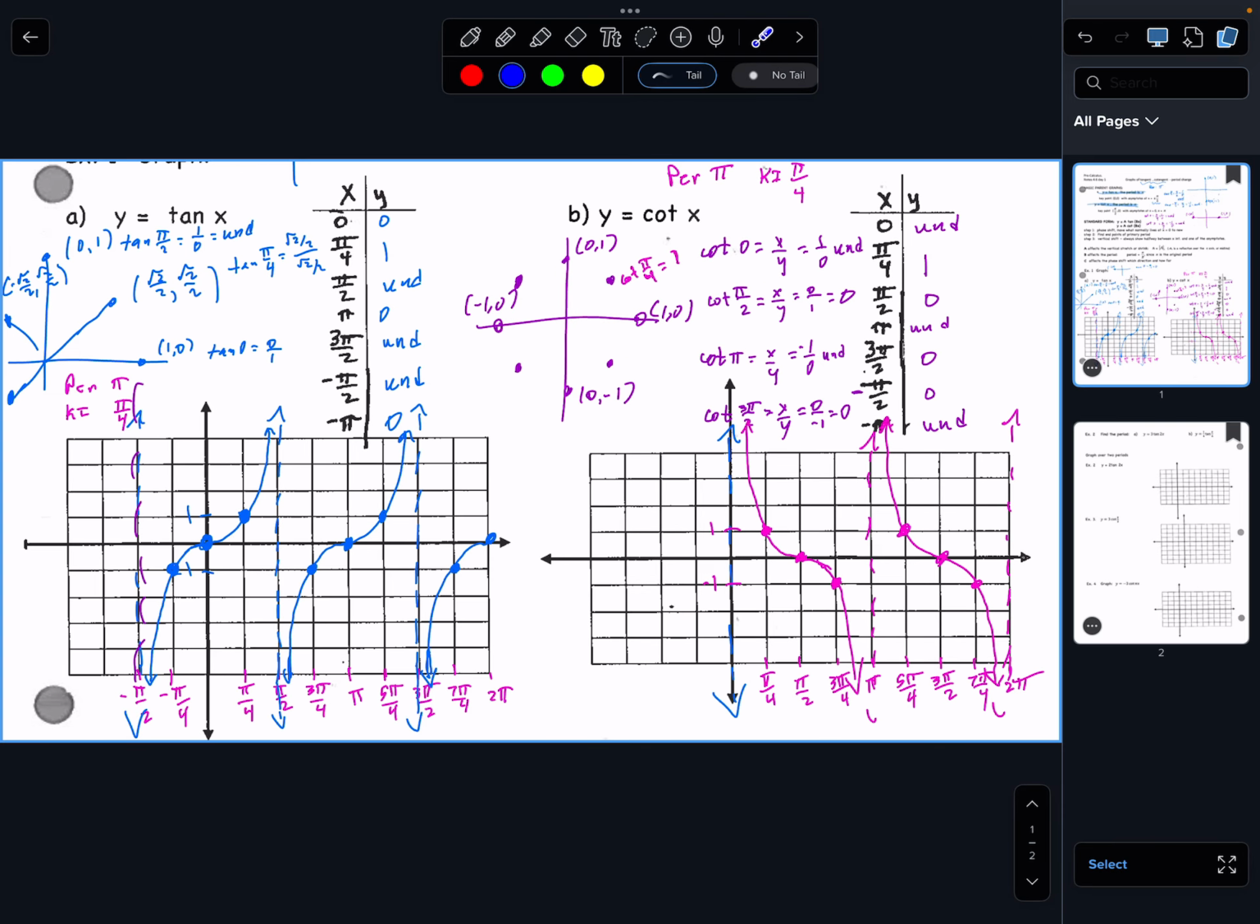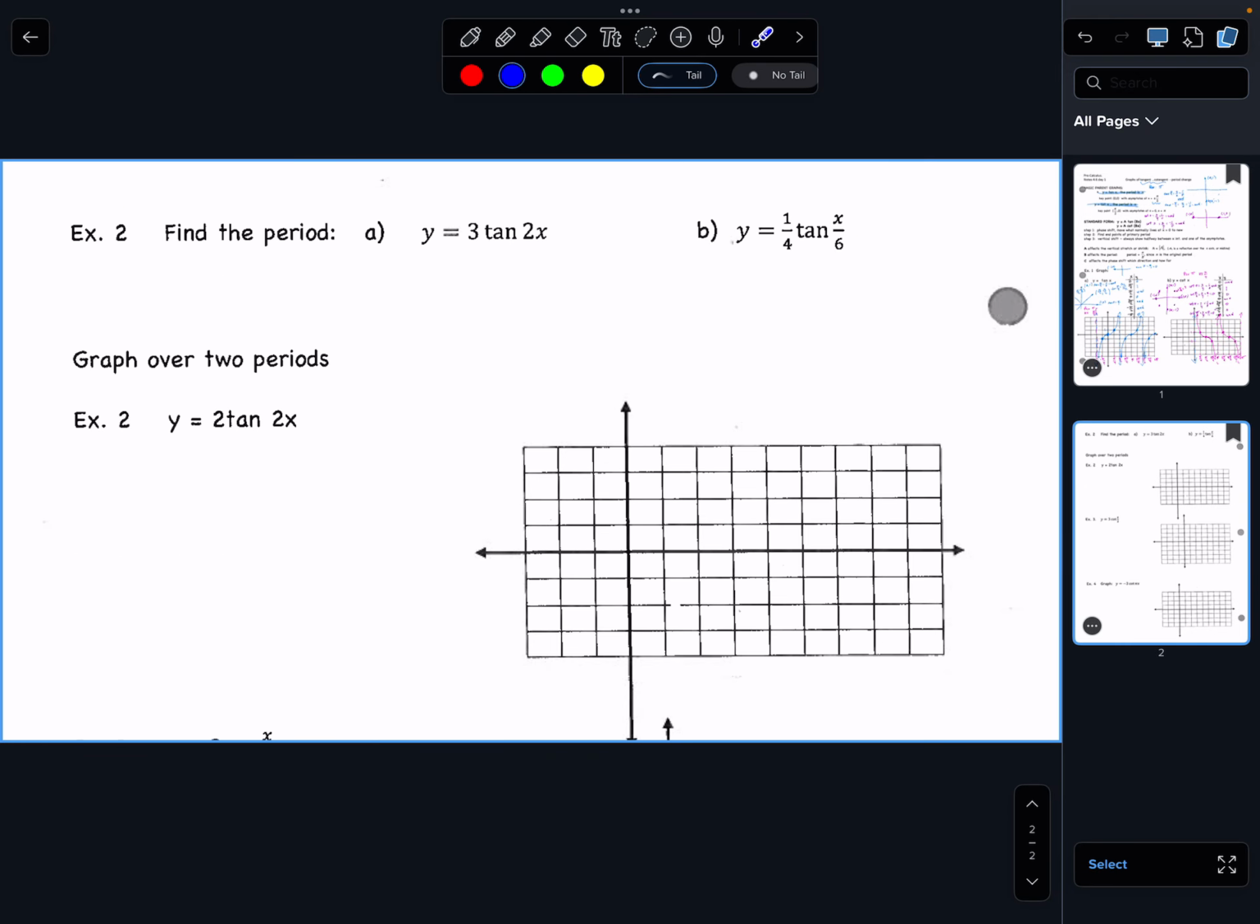So let's look at some amplitude, some vertical stretches and some periods in here. And so on A and B, they only ask you on the back here, what is the period? And the period is pi divided by B. I find myself messing it up once in a while, if I'm not in the game thinking. You've got to switch. Sine and cosine periods are 2 pi. Tangent, cotangent, periods pi. And so the A value here is 3, the B value is 2, so the period is pi divided by 2.